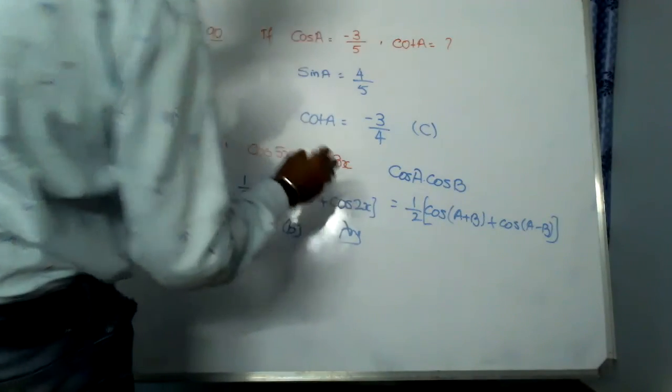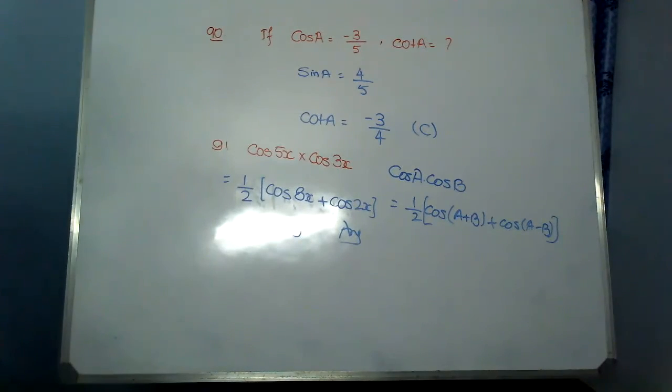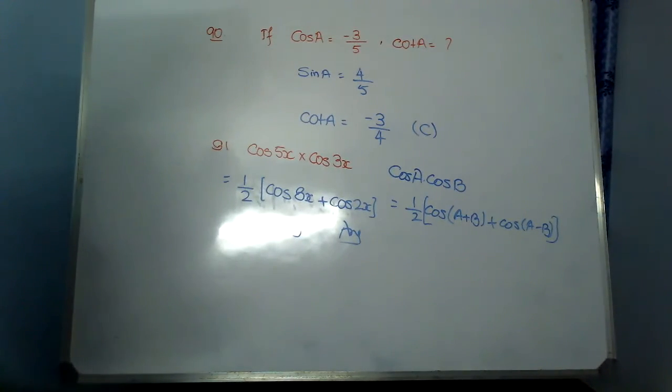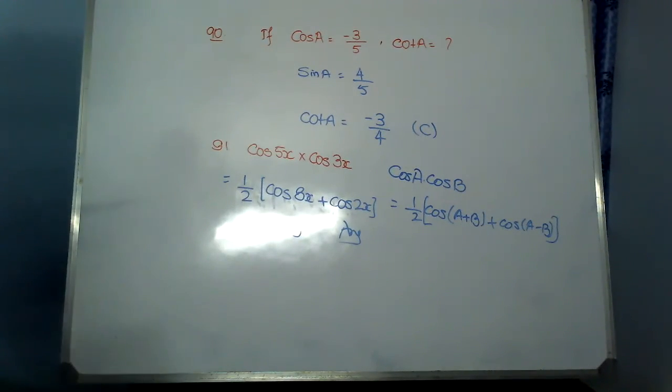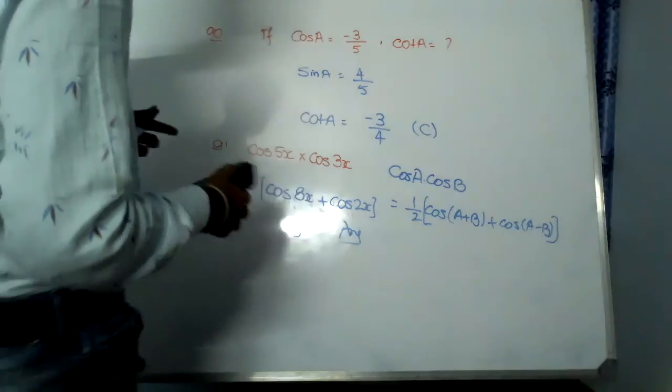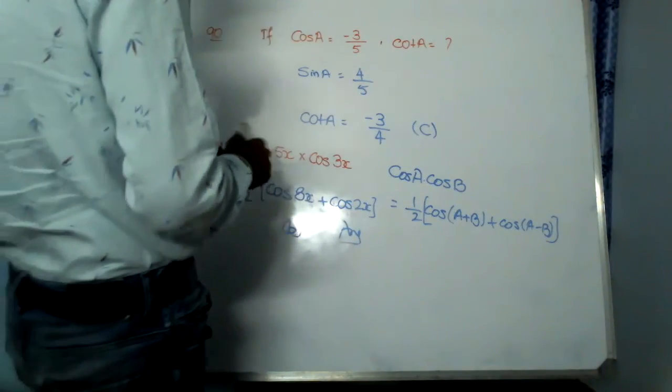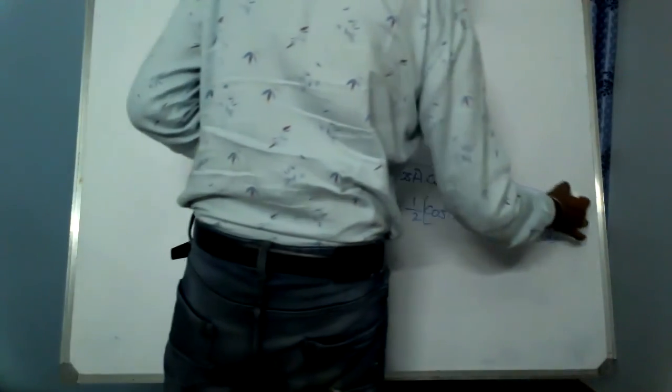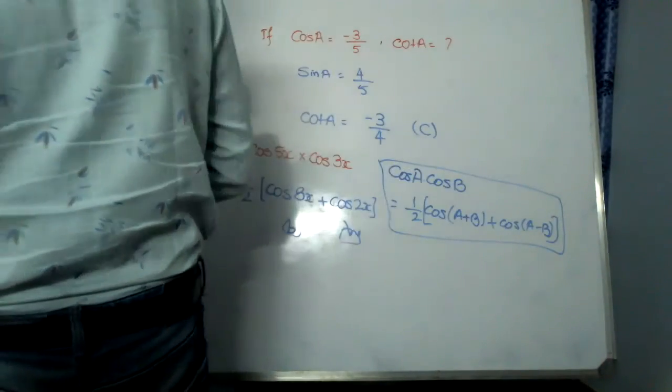Option B. These are all like one-liners, so easy. Make sure you remember these kinds of formulas. If you do not have them, let me know, I'll give you.